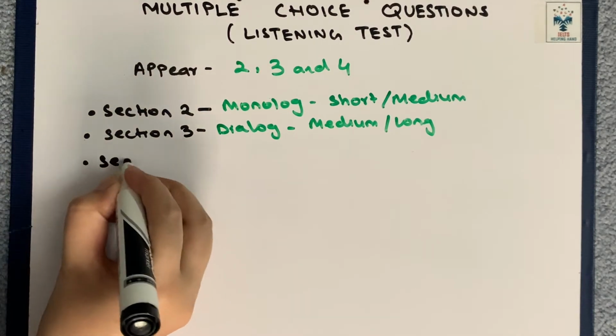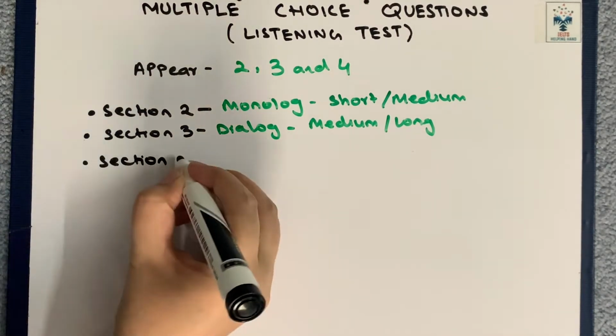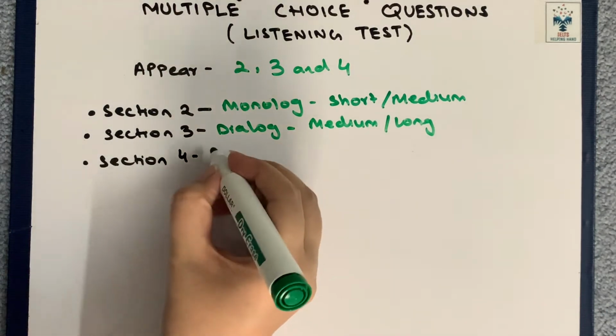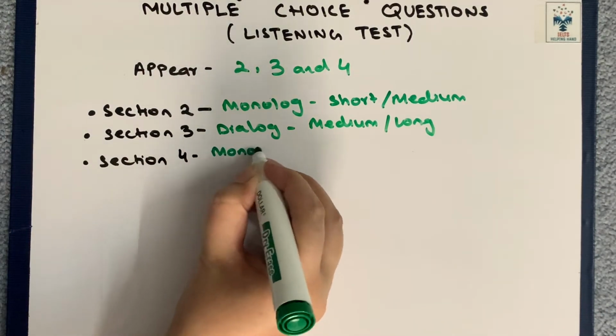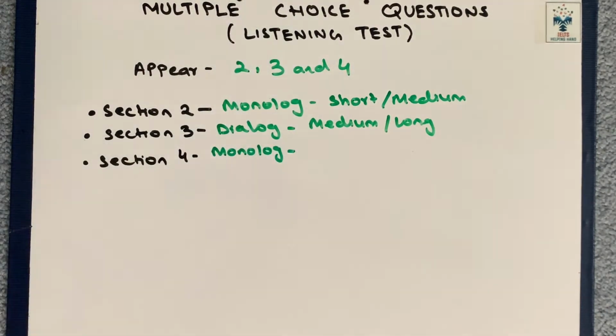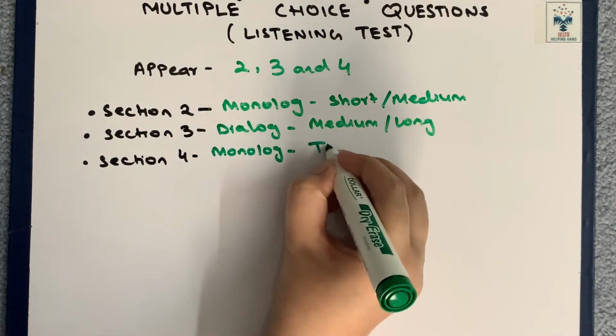Now, section 4. Section 4 is a monologue, and it is the most difficult part of your IELTS listening test. If you get MCQs here, they would be the trickiest.